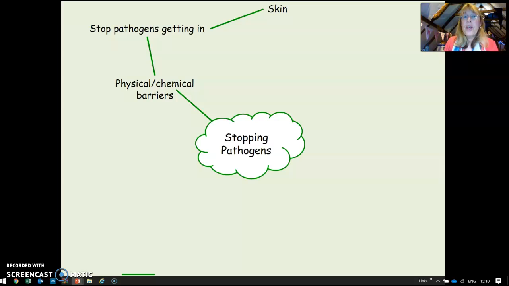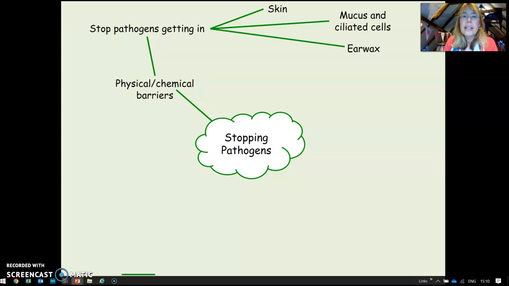And some of those physical and chemical barriers can include the skin. It could include the mucus and ciliated cells in our respiratory system that trap dust and pathogens and then waft it out so we can sneeze it or cough it out, which is rather disgusting. Earwax again traps any pathogens. Lysozymes, now remember, these are special enzymes found particularly in our tears that help to kill any pathogens that might try to get in through our eyes.